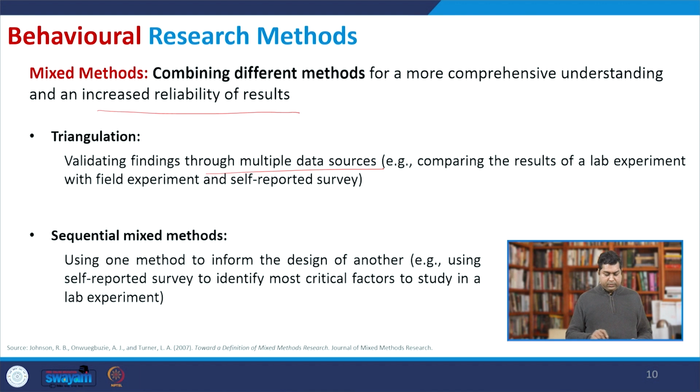So in this case also, using one method to inform the design of another, for example using a self-reported survey to identify the most critical factors to study in a lab experiment. Through the self-reported survey we identify these are the factors. Now you change the values of those factors in the lab experiment. Unless you do this sort of survey with the user, you will not be able to understand the factors. Alternatively, you can pick from the literature, but that may not be contextual. If you have done a survey, these are a few parameters that people said cause this. Now you take those parameters, manipulate the levels to create different scenarios, and test them in a lab experiment.